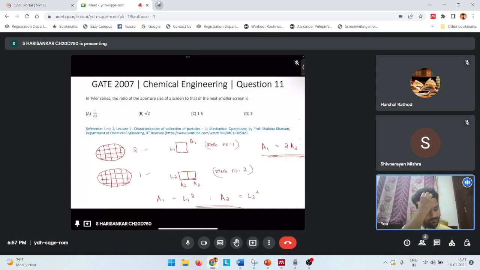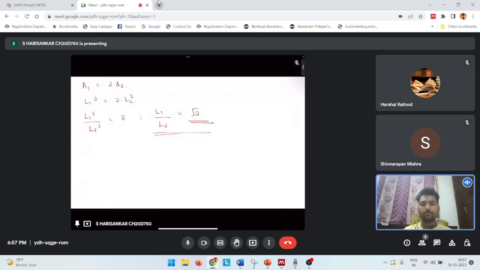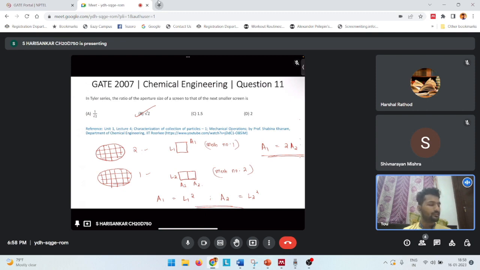So this L1 by L2 is the ratio of the aperture size. So L1 by L2 will be root 2 for the Taylor series. So here option B, root 2, is the right answer.